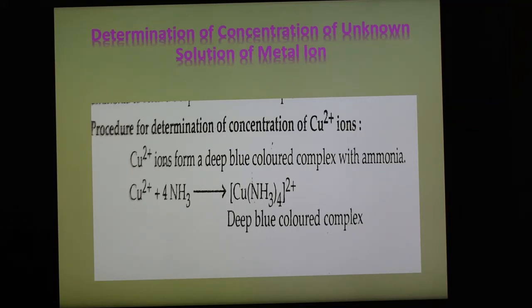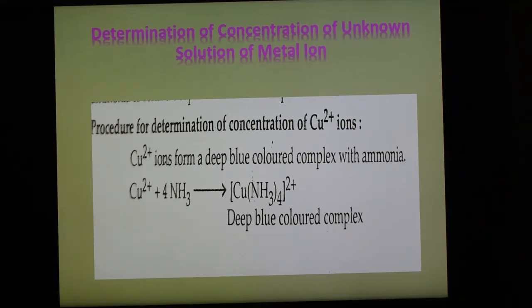If the metal ions are not colored, then the solution is treated with some suitable reagent so that a colored compound is formed, which can be used for colorimetric determination. For example, Fe2+ ion, which is green colored, can be determined after treatment with 1,10-phenanthroline, which forms a red colored complex with Fe2+ ion.